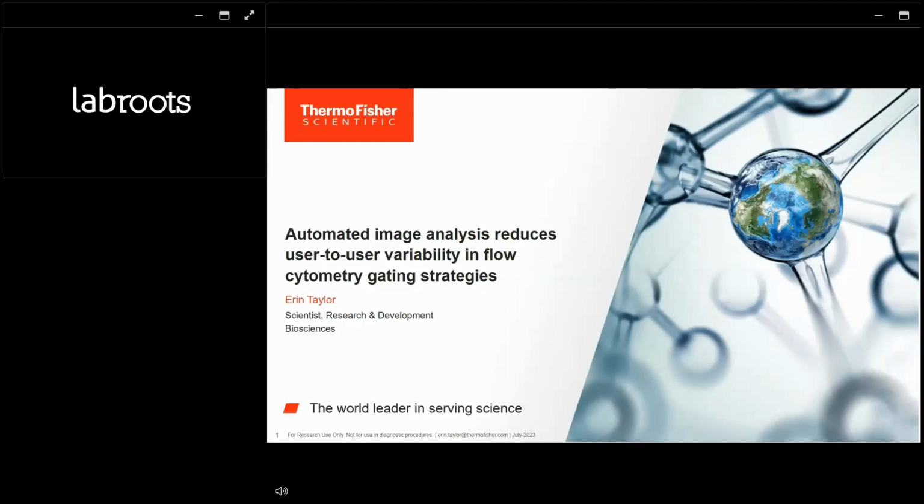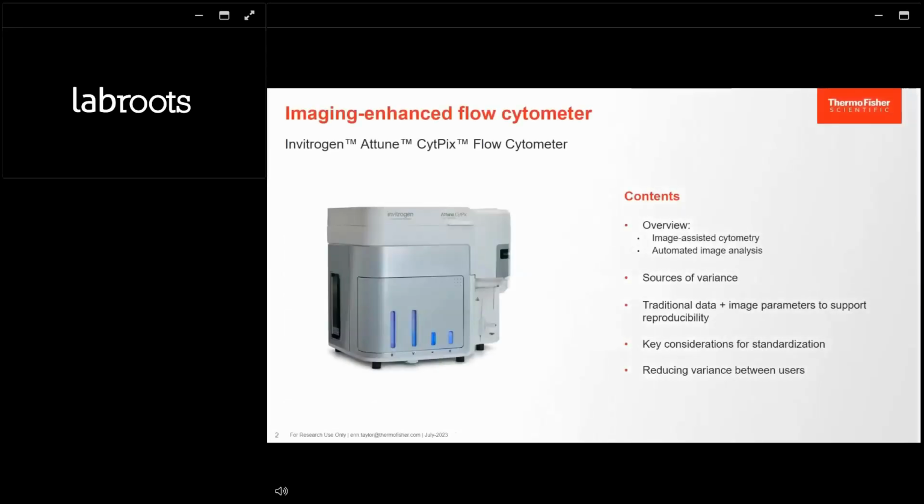Today I'm going to be talking about automated image analysis and how it reduces user-to-user variability in flow cytometry gating strategies. My colleagues and I have been working on the Invitrogen Attune CytPix flow cytometer, and we're going to go through image-assisted cytometry and specific features of the Attune CytPix that have enabled us to do so much work, in addition to our normal sample processes and protocols, and a little bit about automated image analysis.